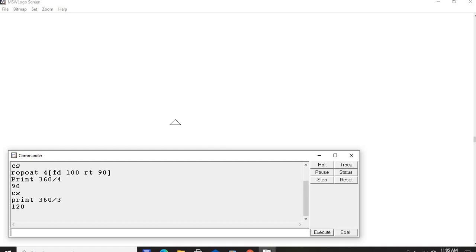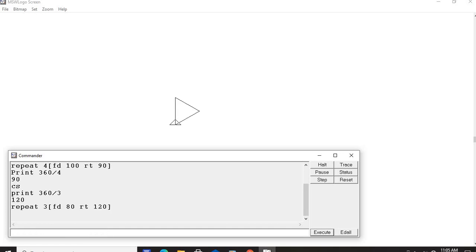So, I am giving repeat. I am saying 3 because a triangle has 3 sides. Then FD, suppose I say 70 or 80, then RT. We have already seen 360 divided by 3 is giving me 120. So we will give RT 120 and a closing straight bracket, and it will draw a triangle. So the square is repeat 4 [FD 100 RT 90], and the triangle is repeat 3, opening bracket, FD 80 RT 120.